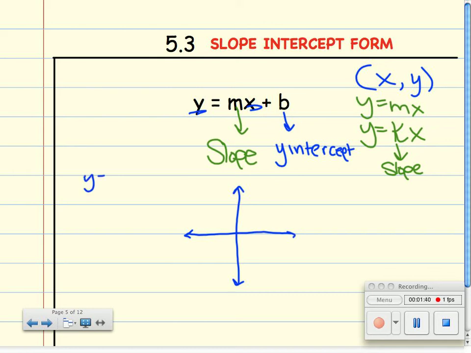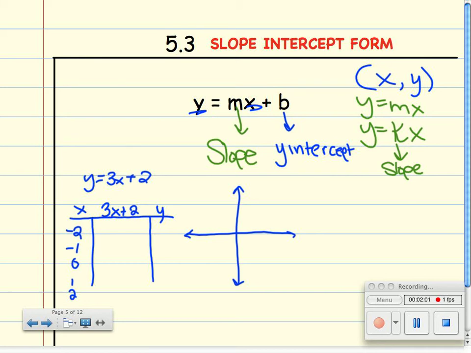We get 3 times -2 is -6, plus 2, which is -4. 3 times -1 is -3, plus 2 is -1. 3 times 0 is 0, plus 2 is 2. 3 times 1 is 3, plus 2 is 5. And then we get 6 plus 2, which is 8.